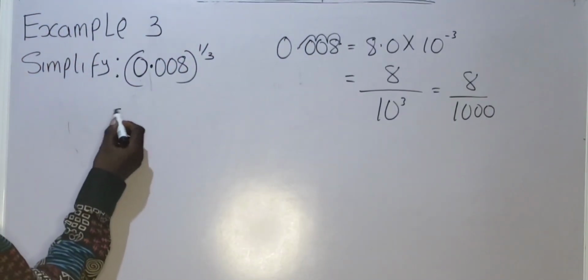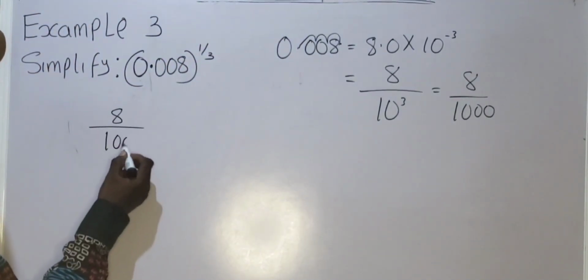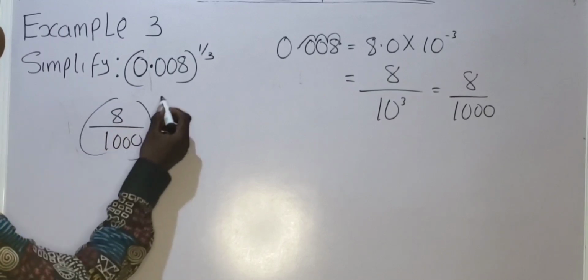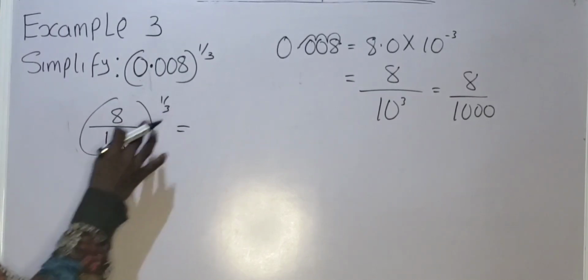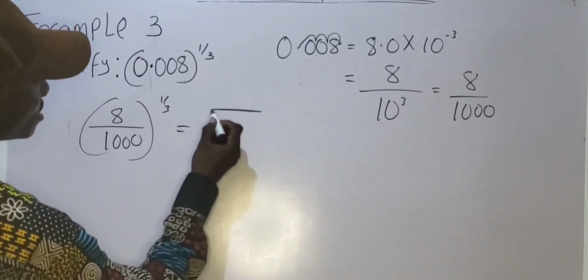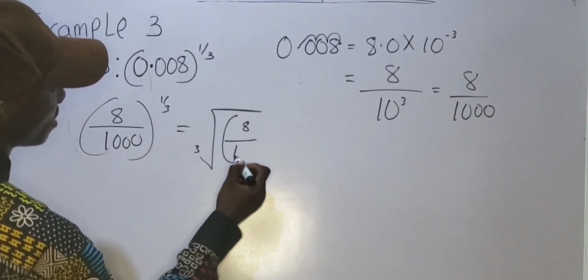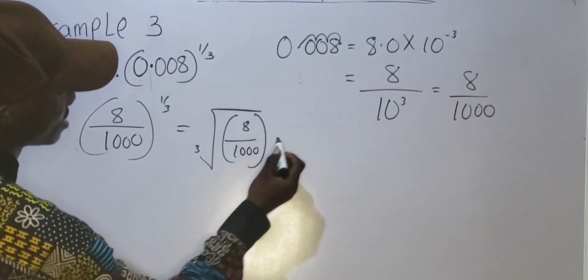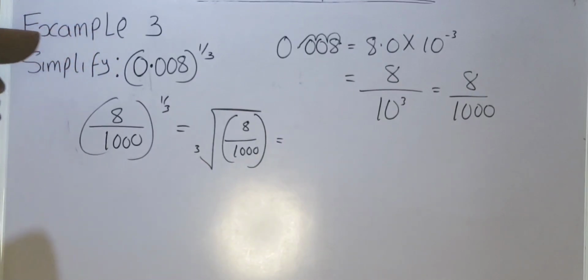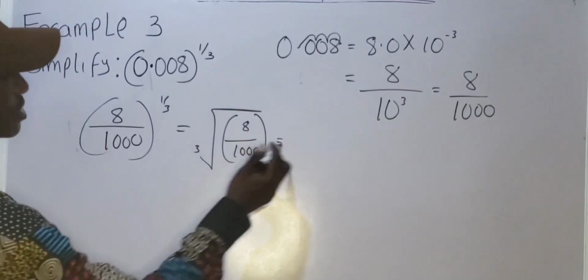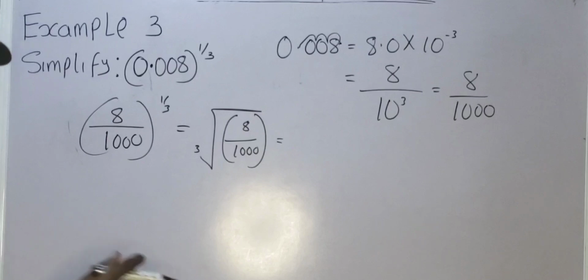For this, I'm going to have 8 over 1000 raised to the power of 1 over 3. This can be written as the cube root of 8 divided by 1000. That is the third root of 8 over 1000. And the third root of 8 over 1000 is what?